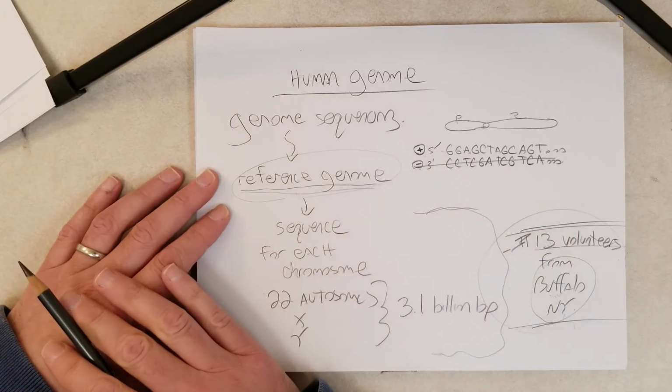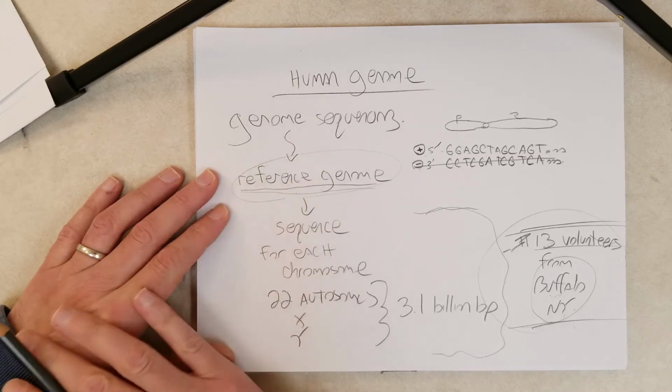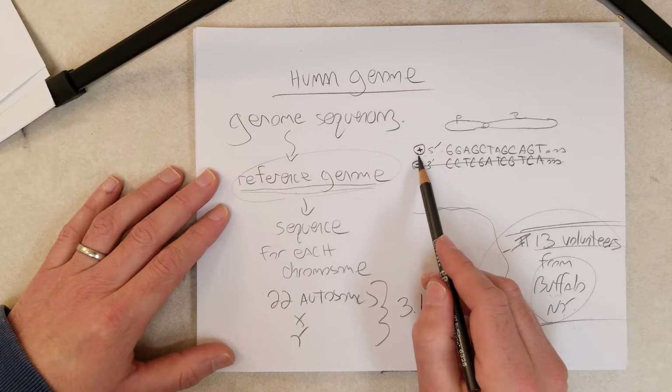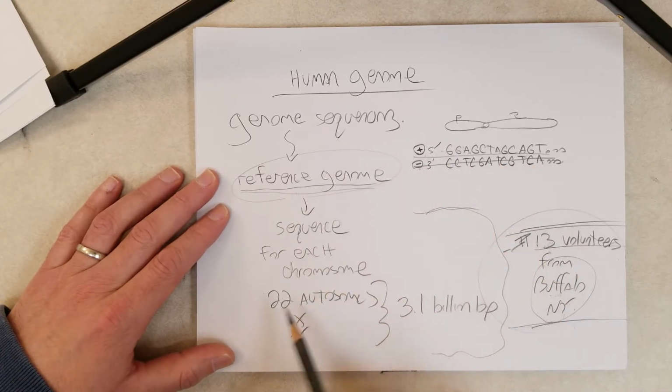If you were to go download the human genome sequence, and you could do that and keep it on your computer, you should see just the plus strand for each of these chromosomes, each of these 22 autosomes and the X chromosome and the Y chromosome.